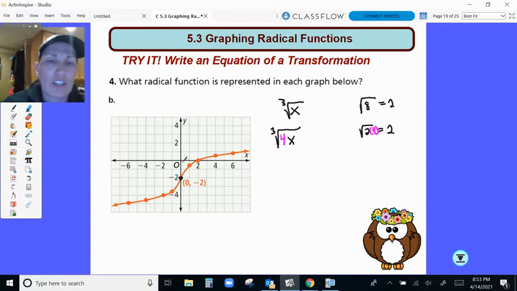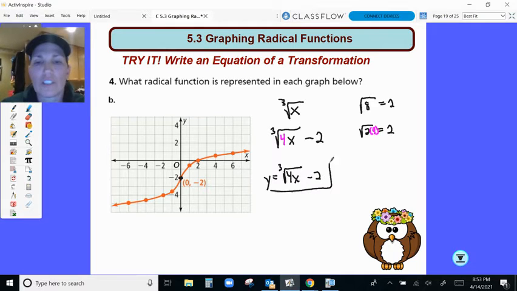And then I know that I shift it down 2, so it's going to be a minus 2 out here. So this will be y equals the cube root of 4x minus 2. Now you can also just plug in some points to make sure you have the right one, right? Just plug in 4. I plug in 4 here. It's a cube root of 16 and minus 2, and that gives us kind of a weird number.